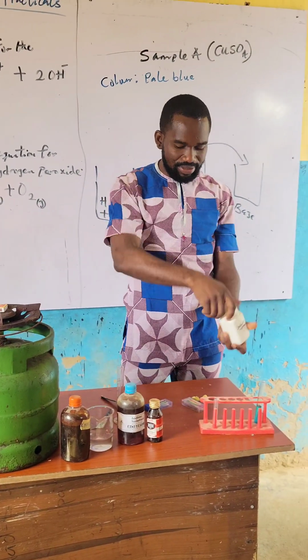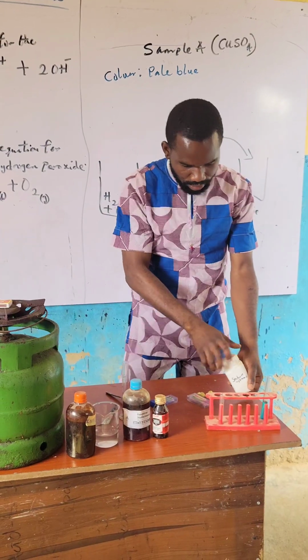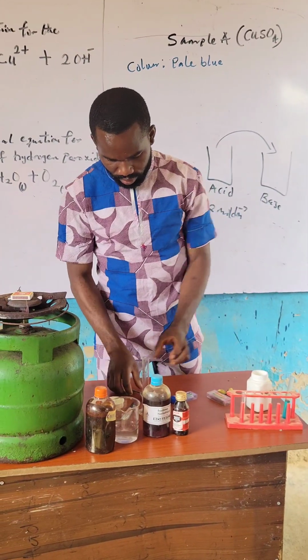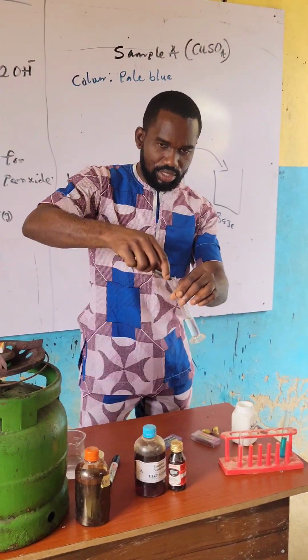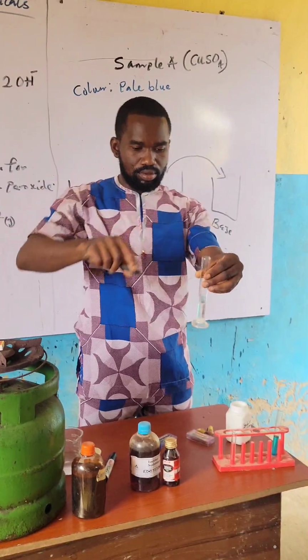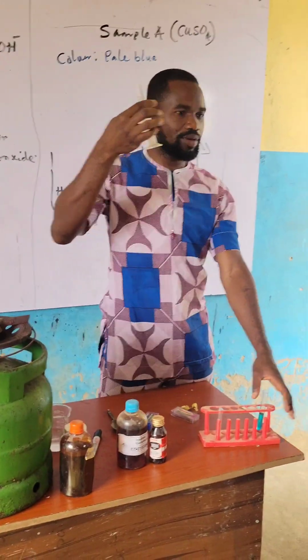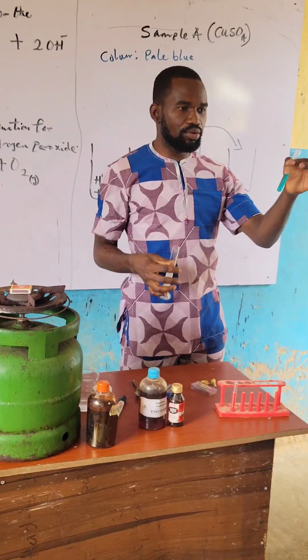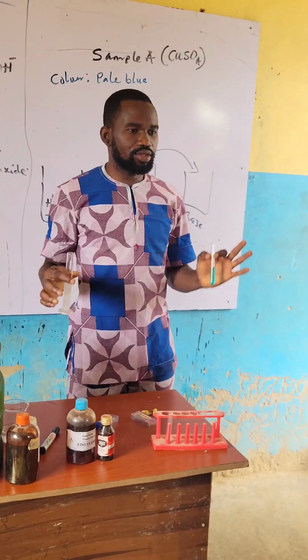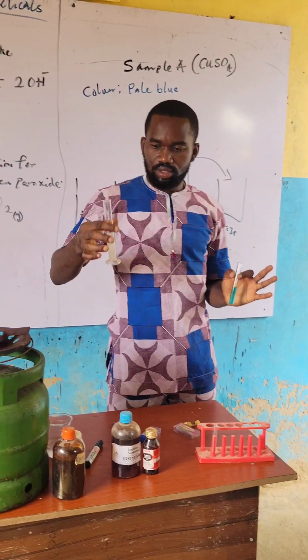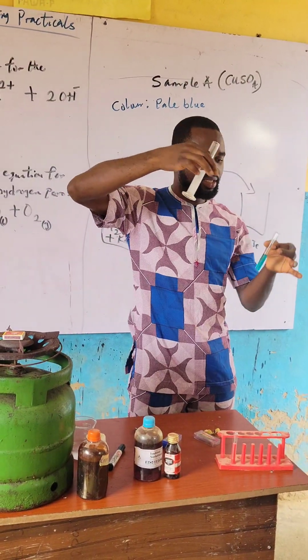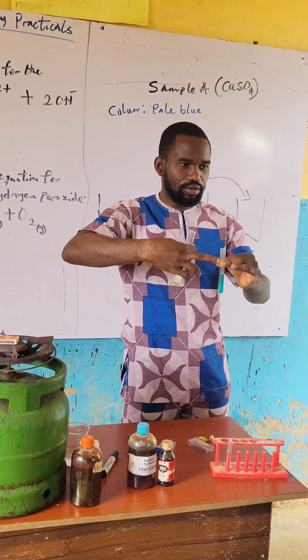Sodium hydroxide, you have it in pellets. You need to dissolve it first of all. The hydroxide solution is whitish in color, right? This one is pale blue. So now you are asked to drop sodium hydroxide inside the solution of the CuSO₄.